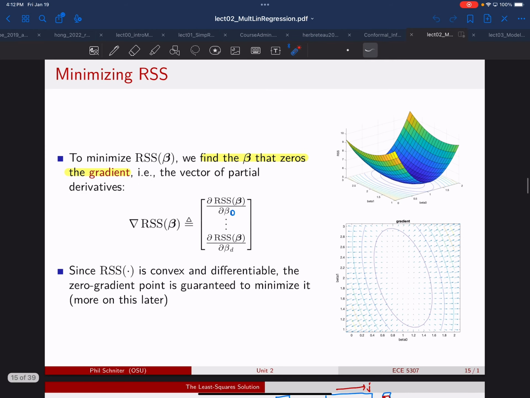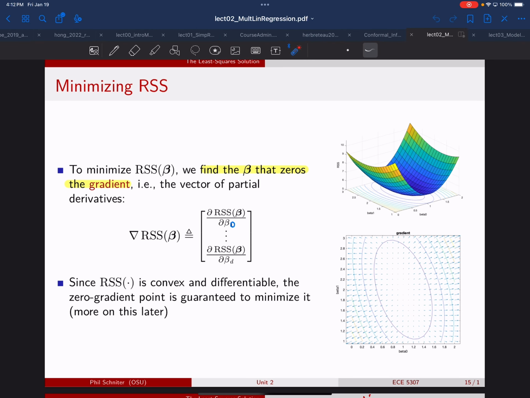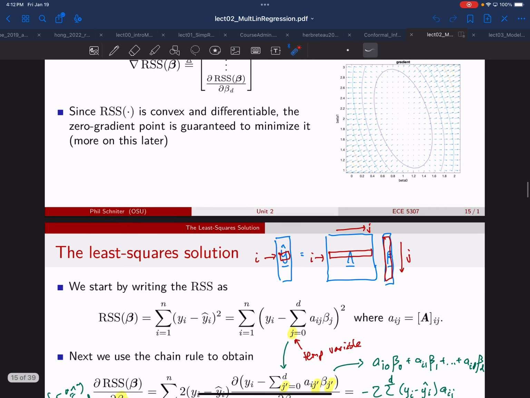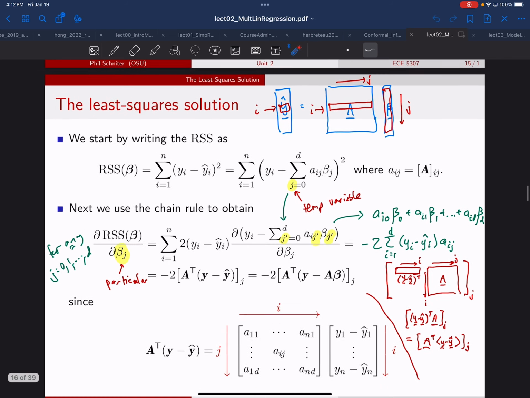And we, like last time, said that the way we're going to solve this training problem is to find the beta vector that sets the gradient to 0. And the gradient is the vector of partial derivatives. In this case, it's the partial derivative of RSS with respect to all our d plus 1 coefficients. So if we can derive this gradient and set it to 0 in closed form, then we can essentially get our beta coefficients analytically. So that's what we started to do.